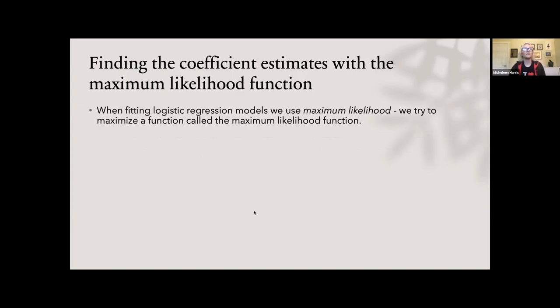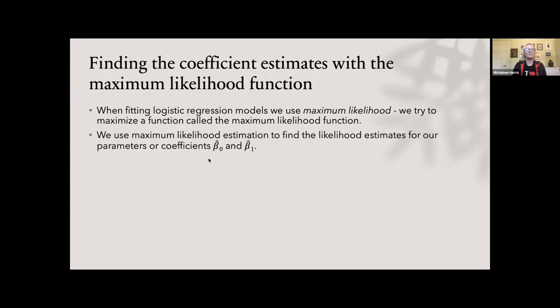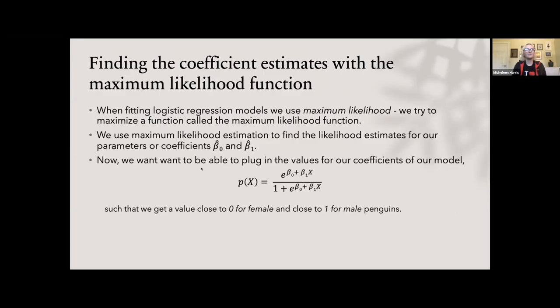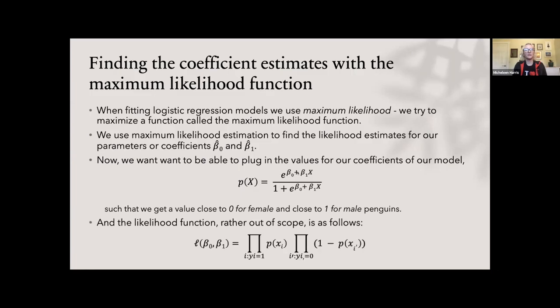So finding the estimates for these coefficients, we use something called maximum likelihood. We're trying to maximize a function called the likelihood function, and we're trying to estimate, again, beta 0 and beta 1. Recall, I just wrote the logistic function. We want to plug the best values into our equation for probabilities, such that we get 0 for female and close to 1 for male. And this is our likelihood function. We're not going to go into the derivation, but we want to maximize this function.